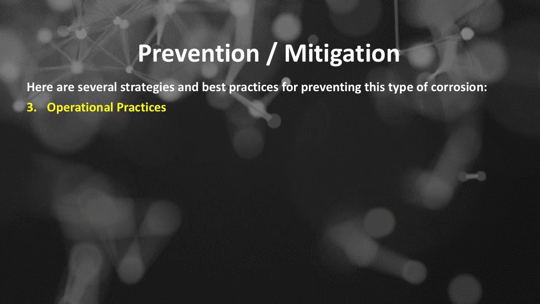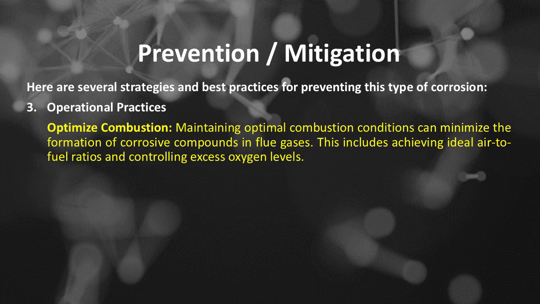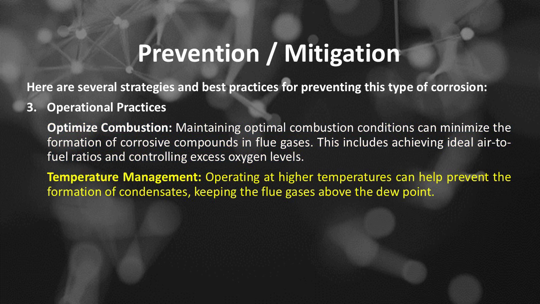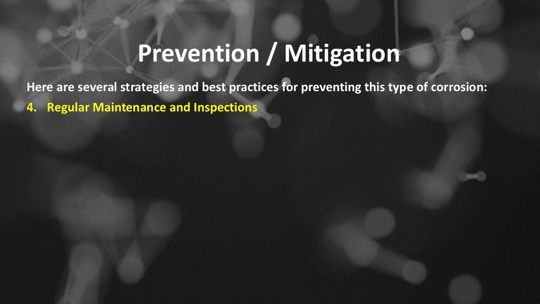Number 3 of the strategies and best practices for preventing this type of corrosion is operational practices. Optimize combustion. Maintaining optimal combustion conditions can minimize the formation of corrosive compounds in flue gases. This includes achieving ideal air-to-fuel ratios and controlling excess oxygen levels. Temperature management. Operating at higher temperatures can help prevent the formation of condensates, keeping the flue gases above the dew point. Number 4 of the strategies and best practices for preventing this type of corrosion is regular maintenance and inspections.